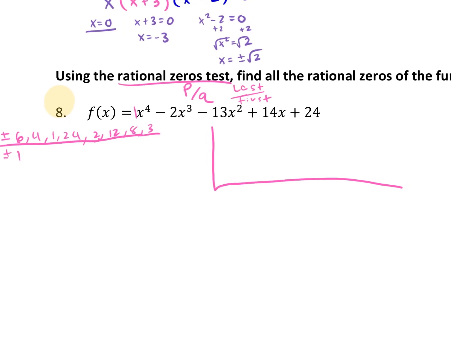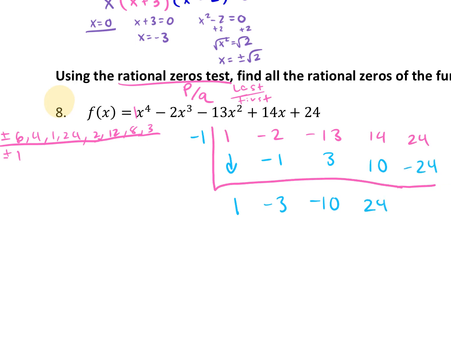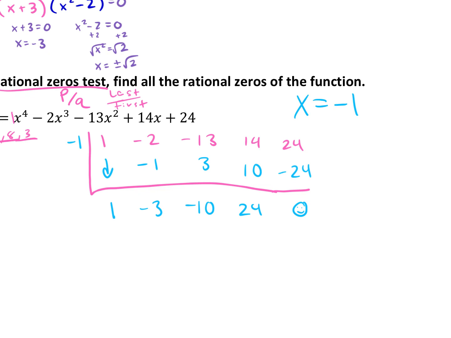So here we're going to write all of our coefficients on the inside. Make sure you're not missing any variables. So I start with x to the fourth power, x cubed, x squared, x, constant. So we're good. So I have 1, negative 2, negative 13, 14, and 24. What do we want to try first? We can try 1. I don't know if it works, but I know negative 1 works, so we're going to try negative 1 first. So drop down 1, multiply, we get negative 1, add negative 3, multiply, positive 3, add negative 10, multiply, positive 10, add, we get 24, multiply, negative 24, add 0. Perfect. So negative 1 is a factor, so I can start my list over here, x equals negative 1.